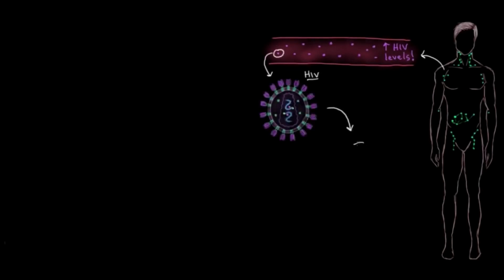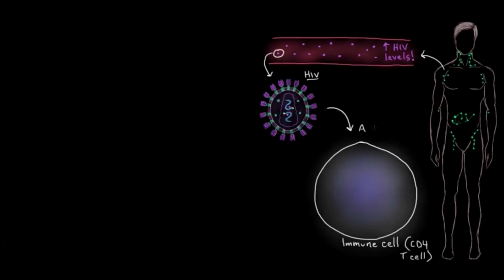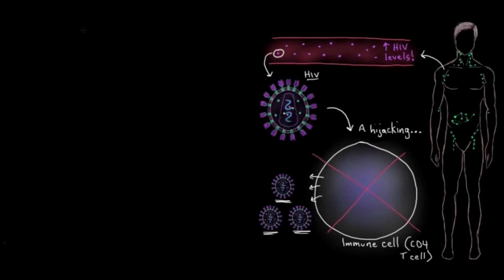So we know that in an untreated HIV infection, the levels of the virus rise up to extremely high levels throughout our bloodstream and throughout our body. And that's because HIV is getting into our immune cells, right? They hijack our T cells and use them to replicate and to make lots and lots of copies of themselves. But we also know that we see this massive drop-off in our T cells, our CD4 cells in particular. So the question is, how is this happening?